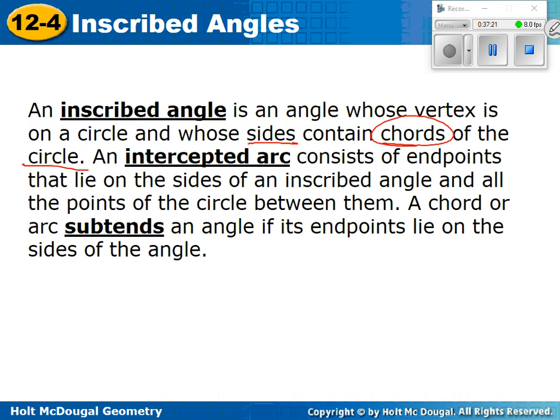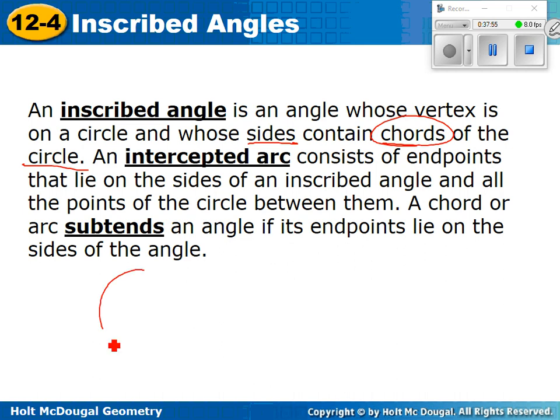The intercepted arc is the arc that the angle makes. So when you look at this picture, what is our intercepted arc? AD. So this would be our intercepted arc, AD. Subtends, you're going to read that in directions and in problems, and that's confusing if you don't understand what the word subtends means. So here's what it says. A chord or arc subtends an angle if its endpoints lie on the sides of the angle.